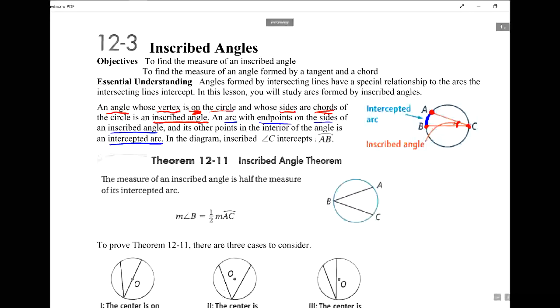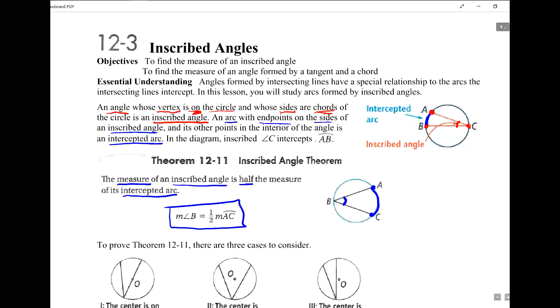Now, our first theorem is called the inscribed angle theorem, and it says the measure of an inscribed angle is half of the measure of the intercepted arc. So the measure of angle B is 1/2 of the measure of arc AC.